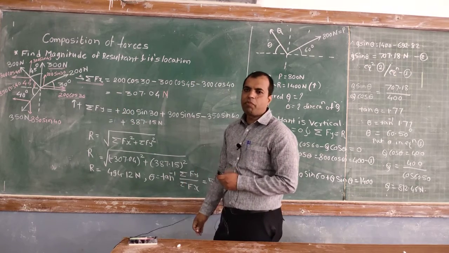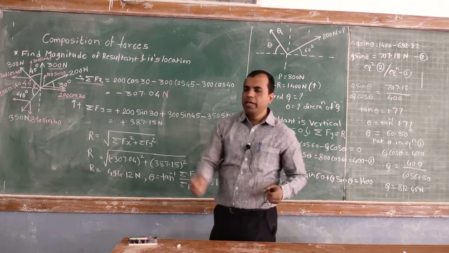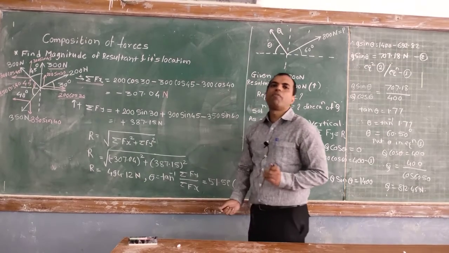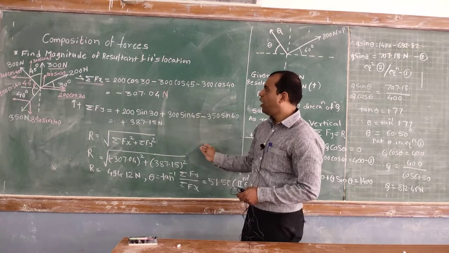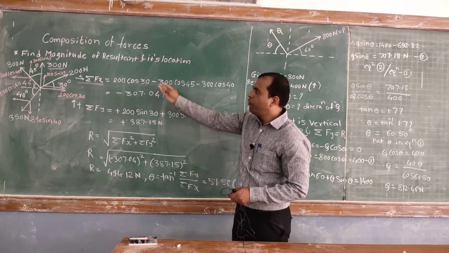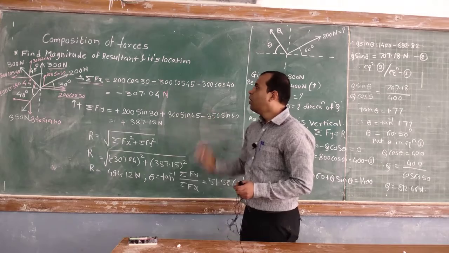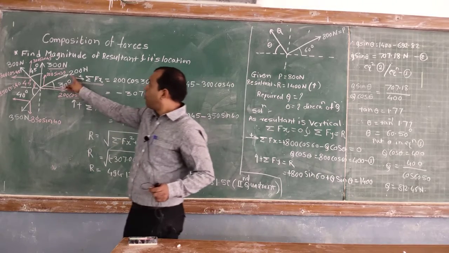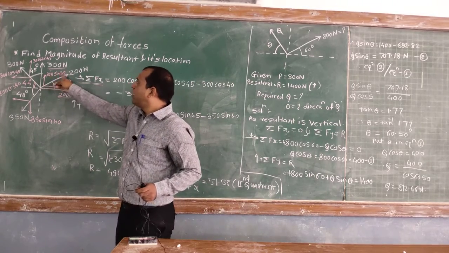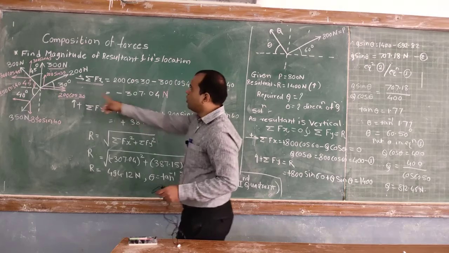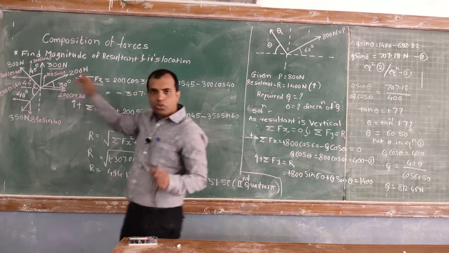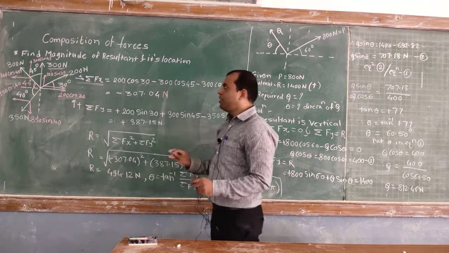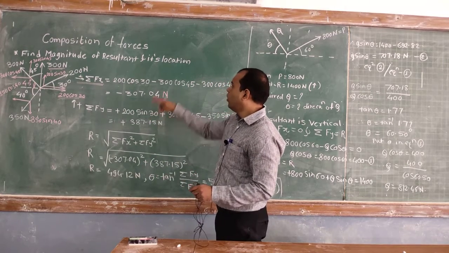What is summation of F of y? Summation of F of y is nothing but the summation of all the forces in y direction. So like x, we have to add all the forces in y direction. What is the component of this force in y direction? 200 sin 30. It is positive because it is in vertically upward direction. Second force is 300 Newton. So you have to add it as it is, as this force is truly vertical.